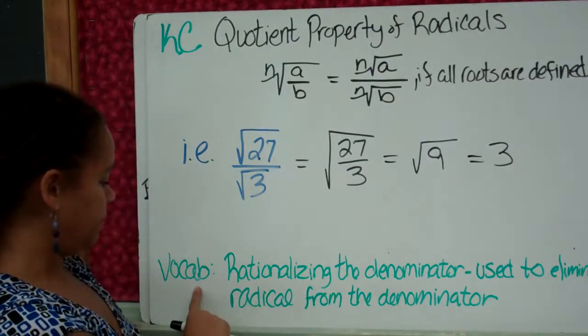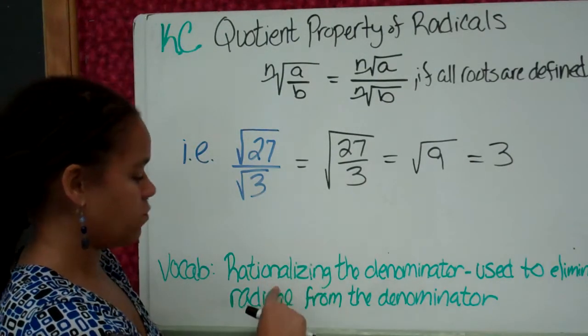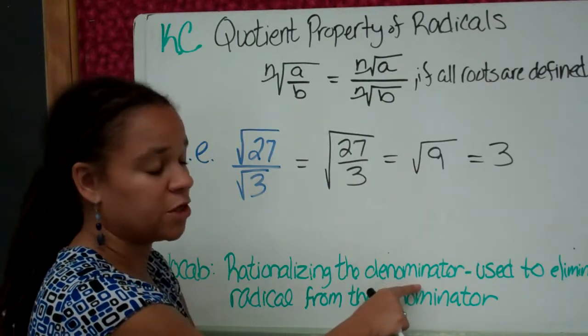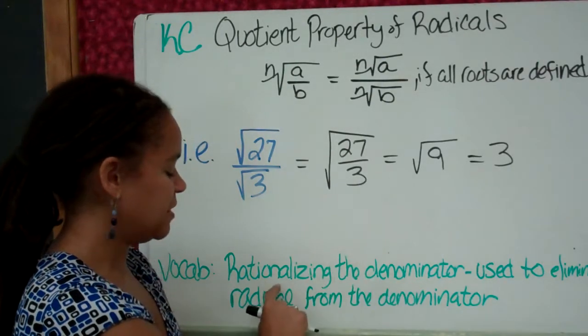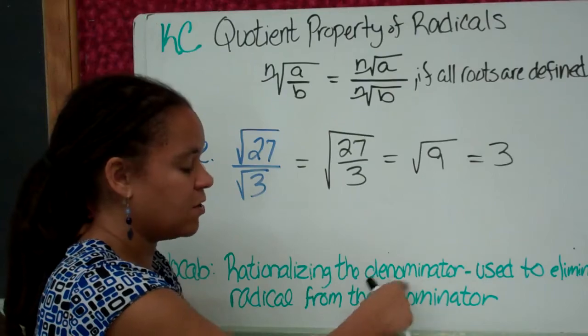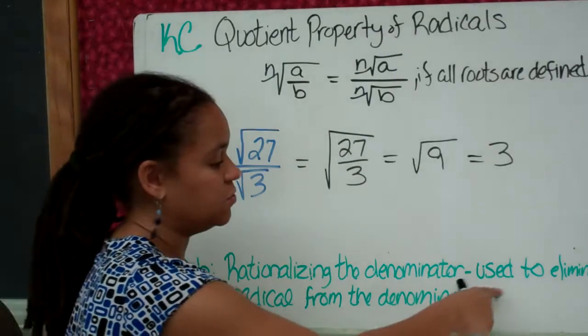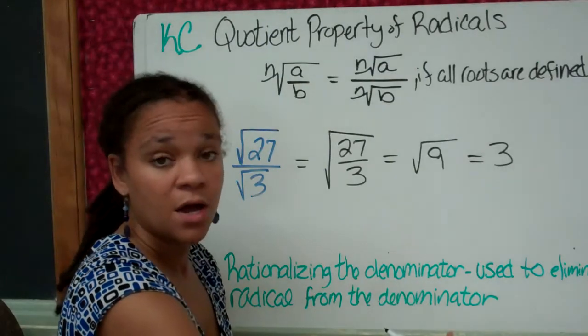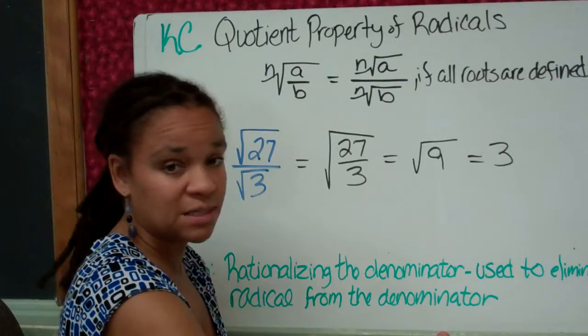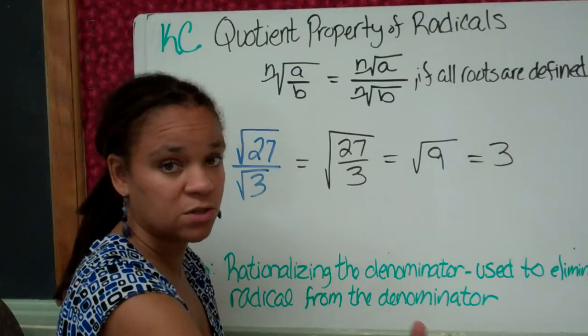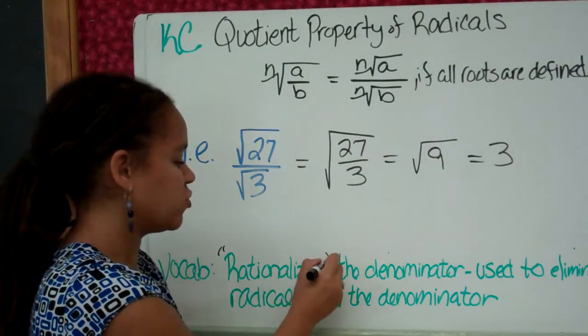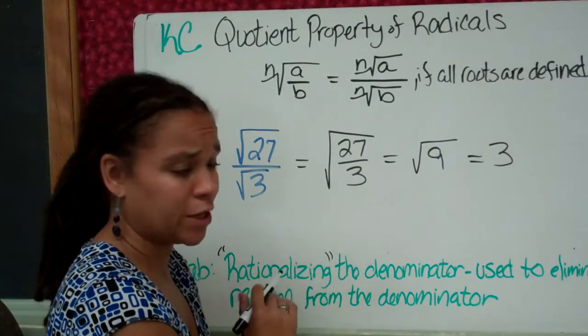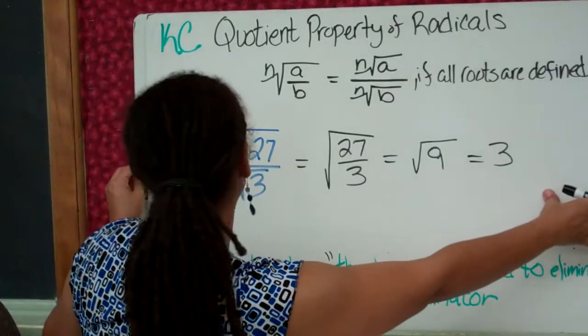So a little bit of vocab before we move on: rationalizing the denominator. We're going to do this in a little bit. When you hear me say rationalize the denominator, this is a method that's used to eliminate radicals from the denominator. And if you remember, expressions aren't in simplest form if there's a radical in the denominator. So we're going to do something called rationalize. We've already done this a little bit earlier, but it's coming back in a different form.